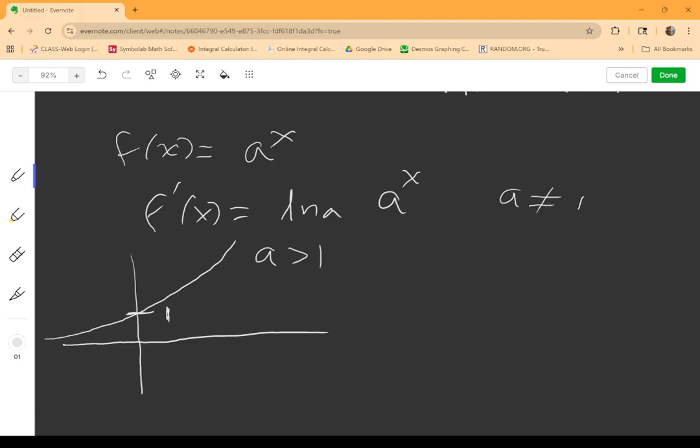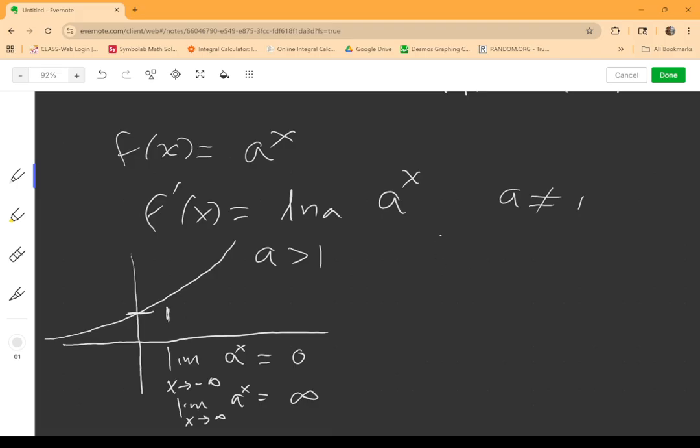All right. And here we have some properties. The limit as x goes to negative infinity of a to the x is 0. And then the limit as x goes to positive infinity of a to the x is positive infinity.